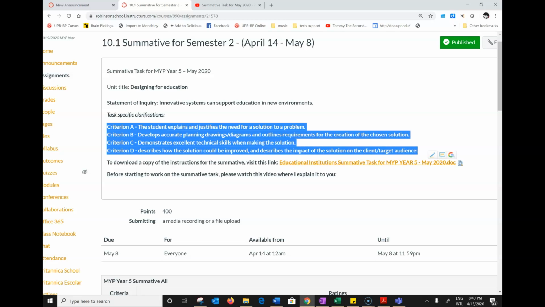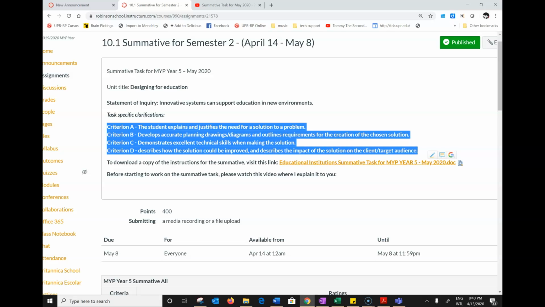Number 1, criterion A. The student explains and justifies the need for a solution to the problem. So you have to make it clear that there is a solution to the problem, that you're justifying your solution and you're explaining it. For criterion B, I expect you to develop accurate planning drawings or diagrams, and that you're able to outline what is required to create that solution.